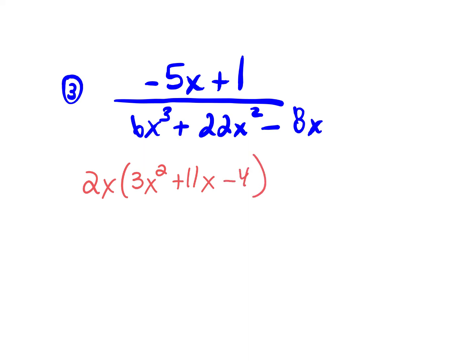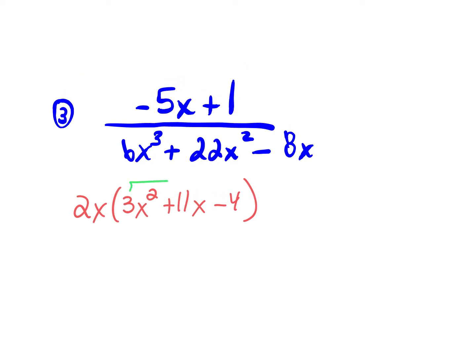This is a little different factoring than the first two we did because a is not 1. So remember, 3 times negative 4 gives me negative 12. What are the factors of negative 12 that multiply to give me negative 12, but add to give me 11? x plus 12, x minus 1.